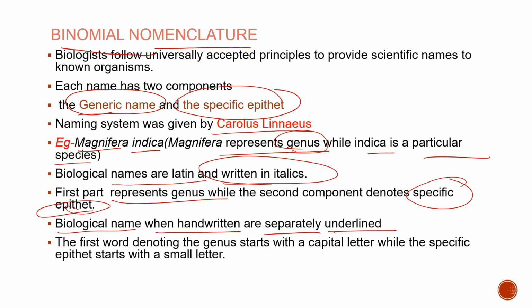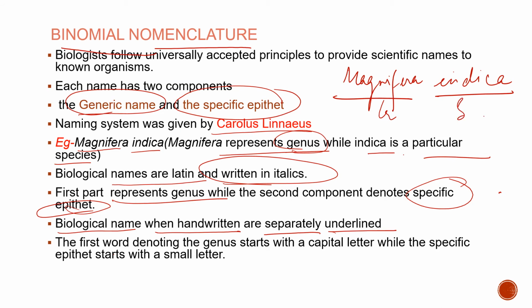If I write this Mangifera indica, I can't write in italics, right? I'll write Mangifera indica. Then I'll have to underline each part separately. It should not be a running line. We should write each part underlined separately, this one representing the genus, and this one the species.